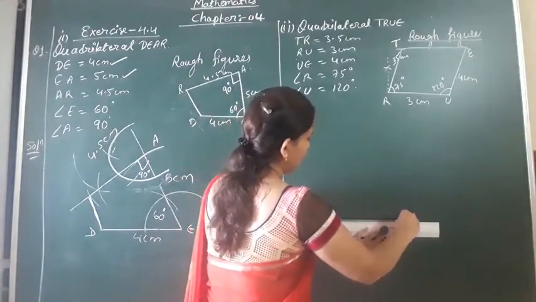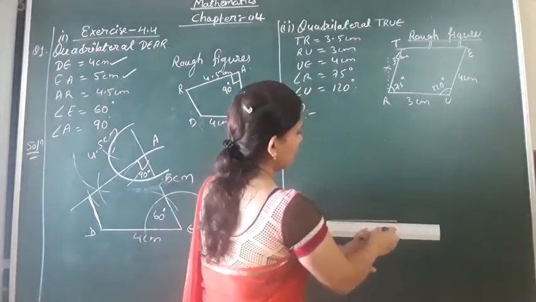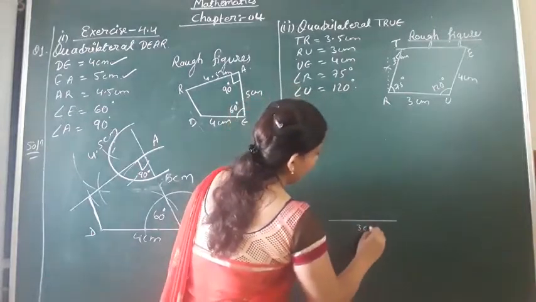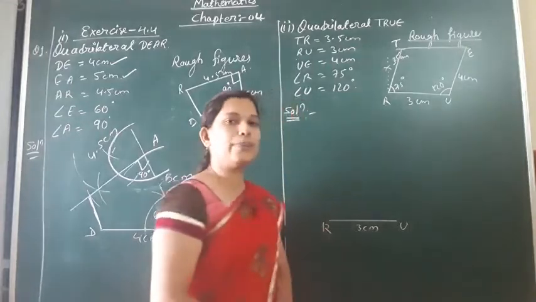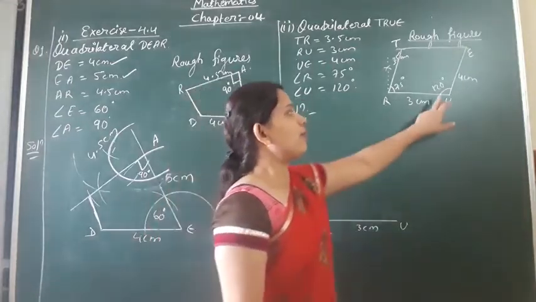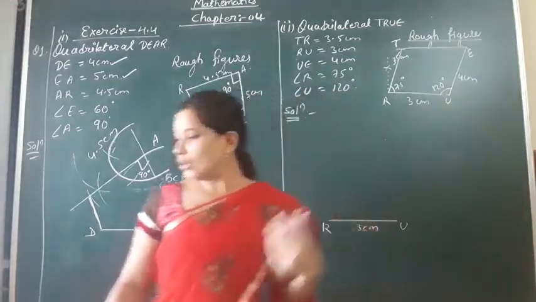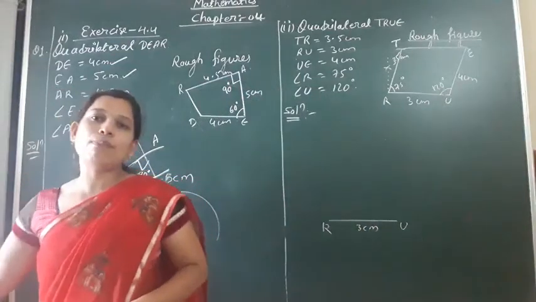3 cm line. So this is the 3 cm line we had drawn, and label it as RU. Clear up to here? Then after, we have to make 120 degrees. So dear student, how to make 120 degrees with the help of the rounder?